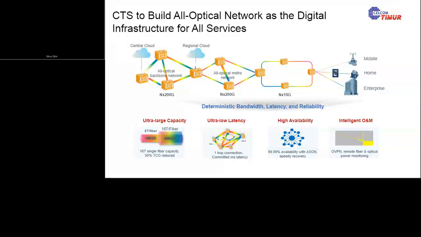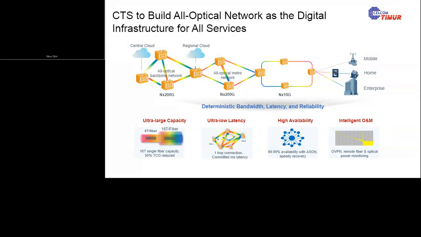Here we can have a clear picture of CTS's all-optical network, which is used as a digital infrastructure for all services. This network can bring us the following benefits. First, ultra large capacity. We have upgraded from 100 gig per lambda system to 200 gig per lambda system, doubling the capacity in the backbone smoothly. 200 gig solution was also introduced in the aggregation layer.